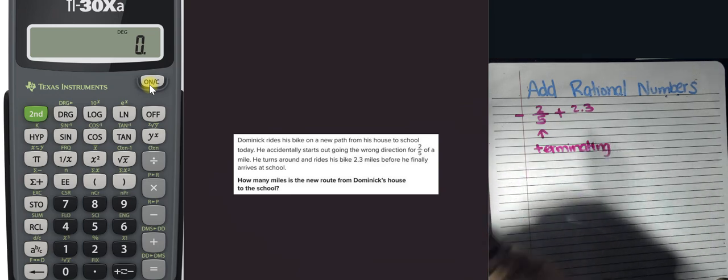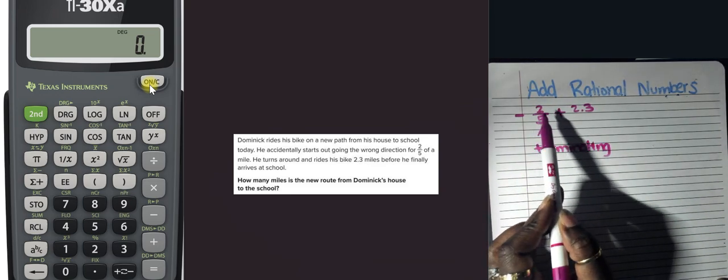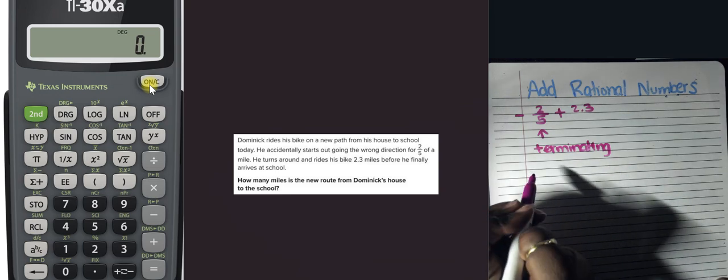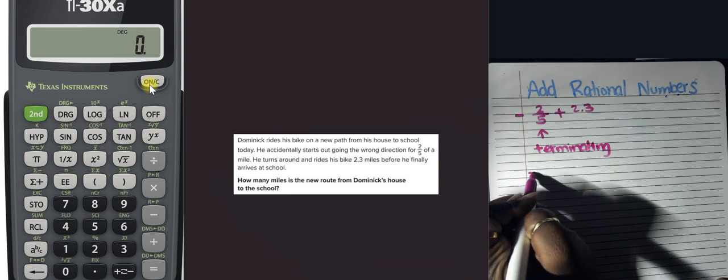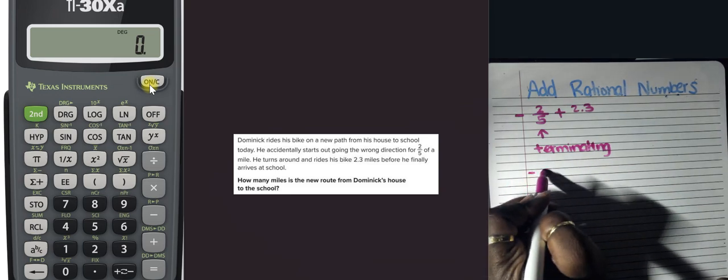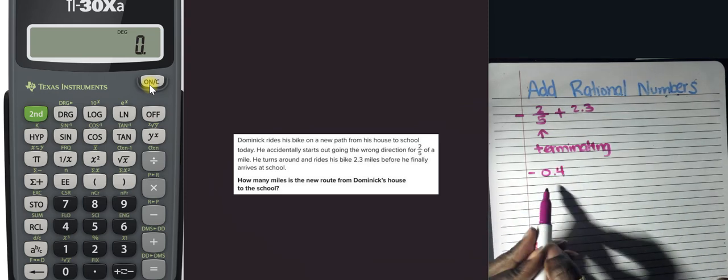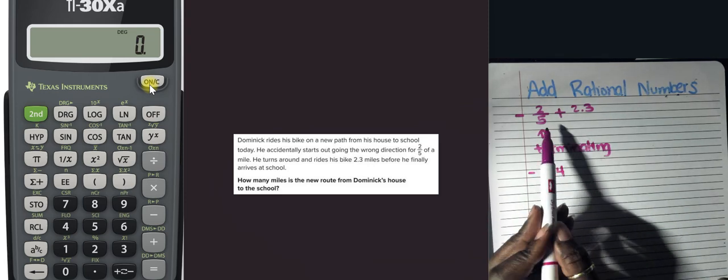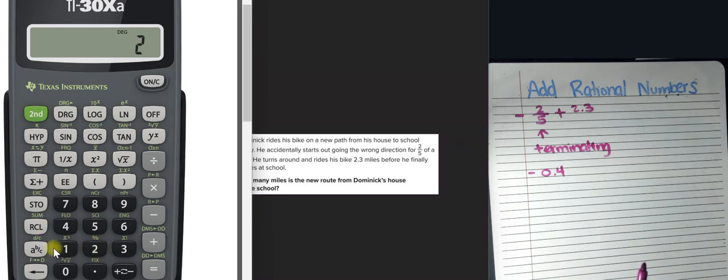Because it is a terminating decimal, we can just turn this into a decimal instead of working with a fraction. Okay, so I'm going to turn this into its decimal equivalent, which is negative 0.4. Now remember, if you plug in 2 over 5 on the calculator, you can always turn it into a positive or negative and go back and forth by hitting this plus minus button here. So that's minus 2/5. Hit the second button, hit the backspace, and now you have negative 0.4, which is what I have.